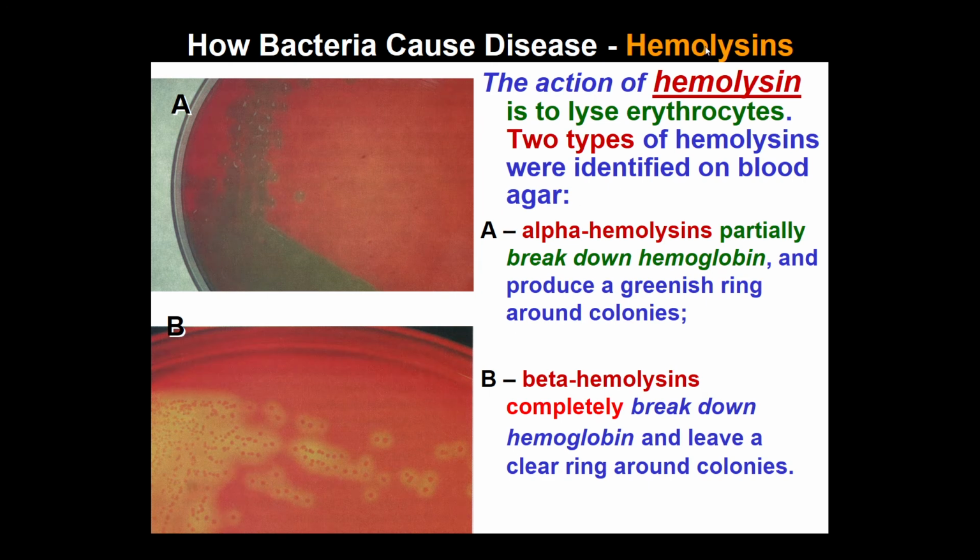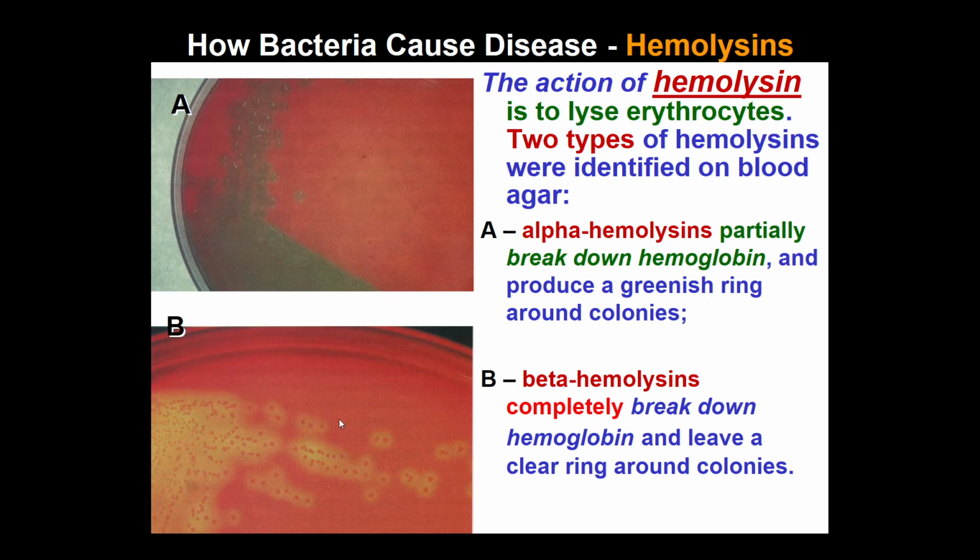The next group of virulence factors, except for adhesins, colonization factors, aggressiveness factors, and invasiveness factors, the fifth group of virulence factors, are hemolysins. The majority of them are classified as toxins if they are proteins, but some of them are not proteins and are not classified as toxins. The action of hemolysin is to lyse erythrocytes.